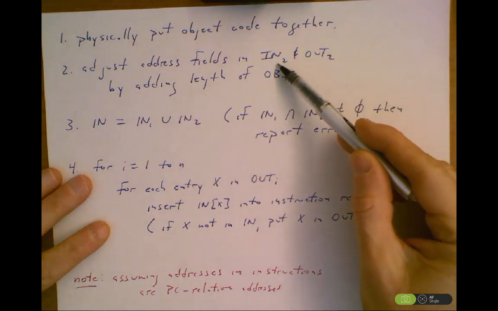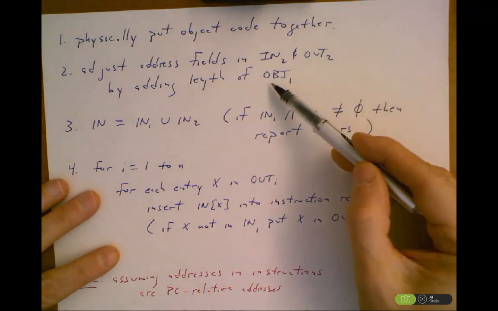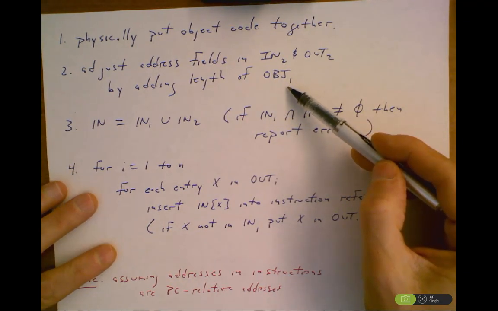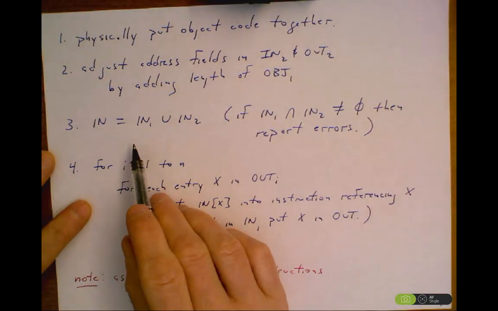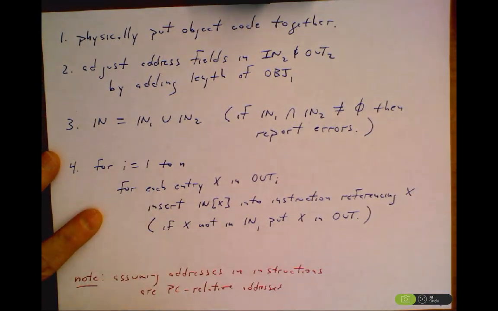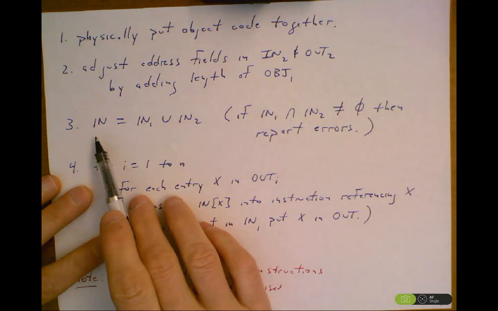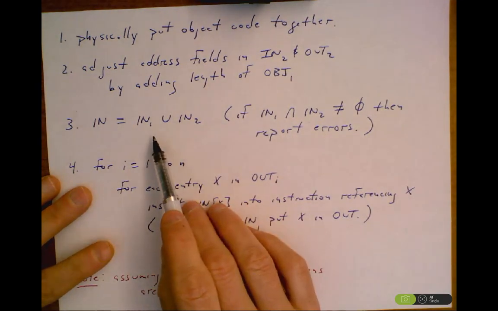When I'm talking about addresses in the second object code, I now have to add to them the length of object code section 1. So I have to make that adjustment. Step 3 is I can combine the in symbol tables now. These are the things that are being defined in each individual file and exported. And what I want to place into the output file is just the union of those two. All that stuff now becomes visible outside.